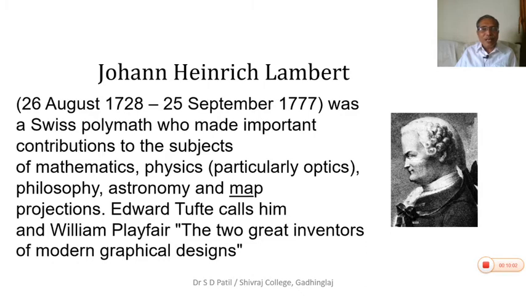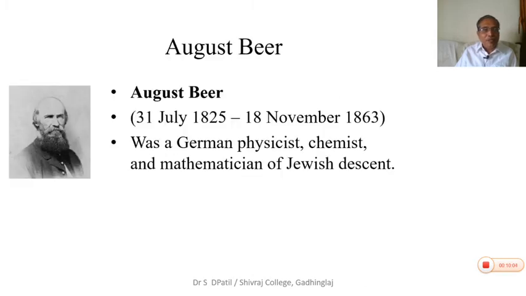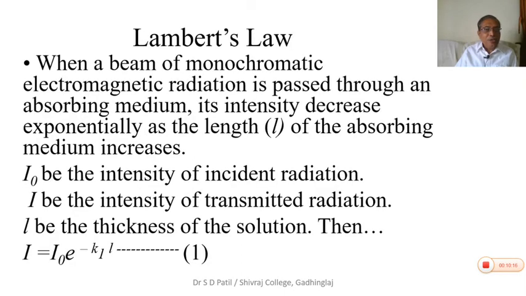So this is just a biographical sketch of Lambert. We are going to see his law later on. August Beer is another scientist who was a German physicist, chemist and mathematician of Jewish descent. So let us see their laws.